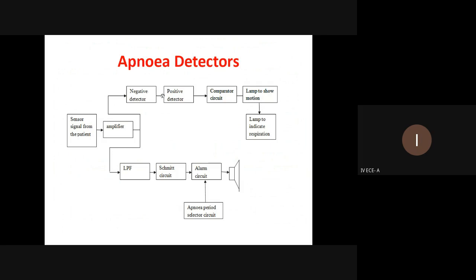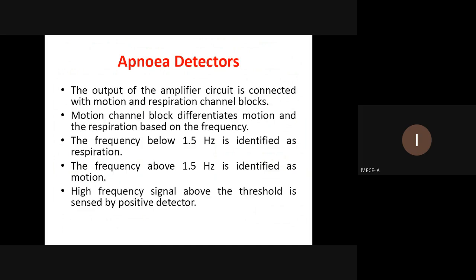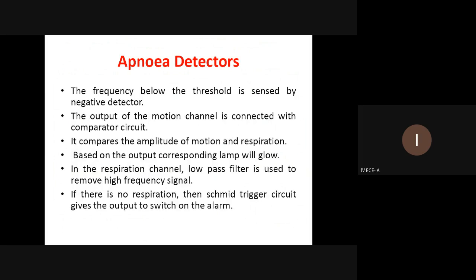Here the negative detector, positive detector, comparator, then the alarm, that is the Schmitt trigger, and the loudspeaker are used for emergency purposes. The output of the amplifier is connected to the motion and respiration channel blocks. A frequency below 1.5 hertz is identified as respiration, and above 1.5 hertz is identified as motion. A high frequency signal above threshold is sensed by the positive detector. If there is no respiration, the trigger circuit gives the output to switch on the alarm.